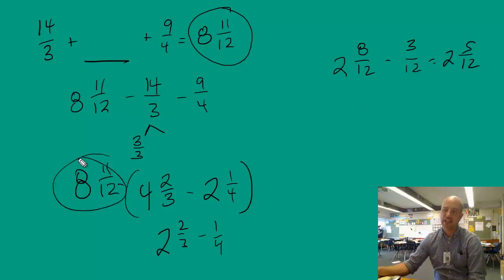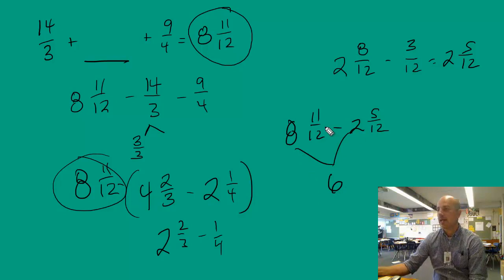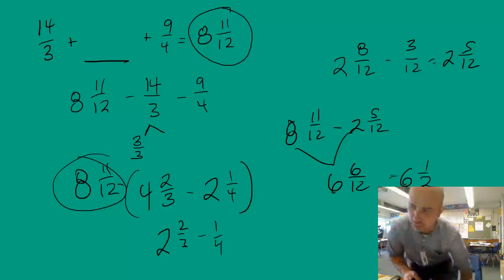And now I'm going to bring back in my whole, my 8 and 11/12, and I'm going to subtract out 2 and 5/12. Okay, let's do the 8 and the 2 first. 8 minus 2 is 6. And my 11 minus 5 would be 6/12, and I know something about 6 and 12, and that's that they are buddies. And 6 and 12 is also another way to rename that as a half. So I'm going to have 6 and 1/2. Whew. That was a big problem.